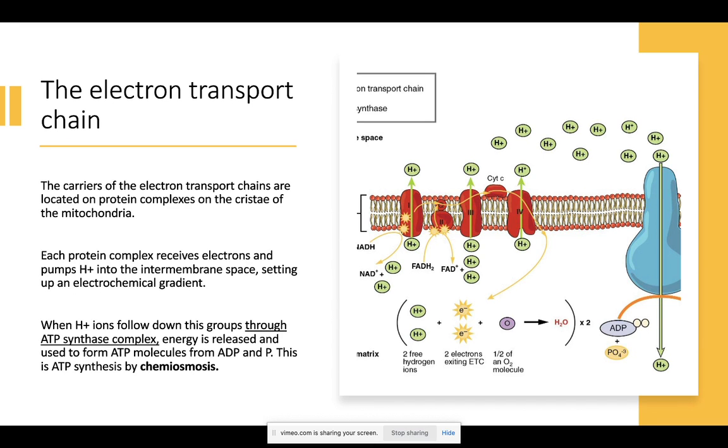So this is how energy is created. It's created through the passage of these hydrogen ions, and it falls down these gradients here. And it's just the transfer of these molecules.